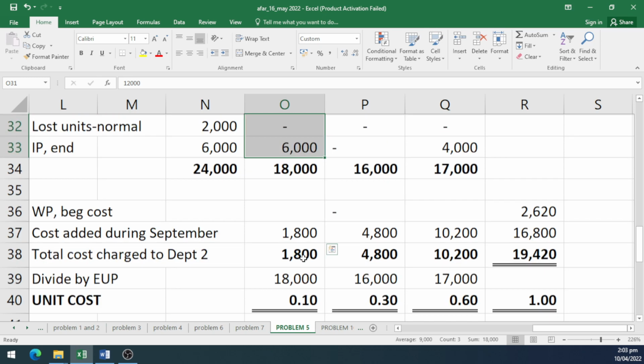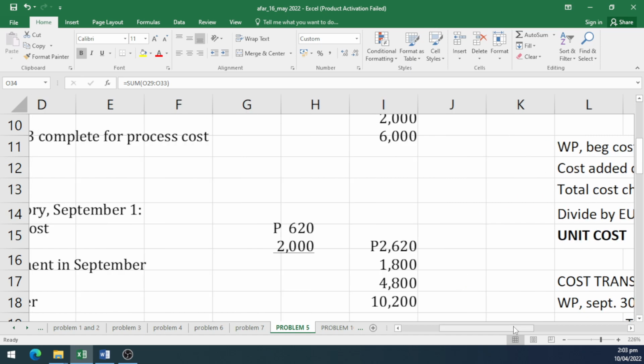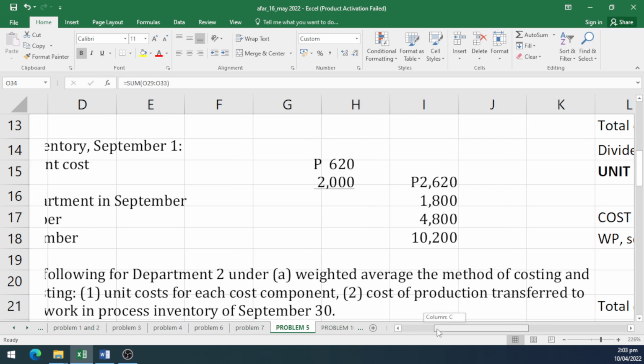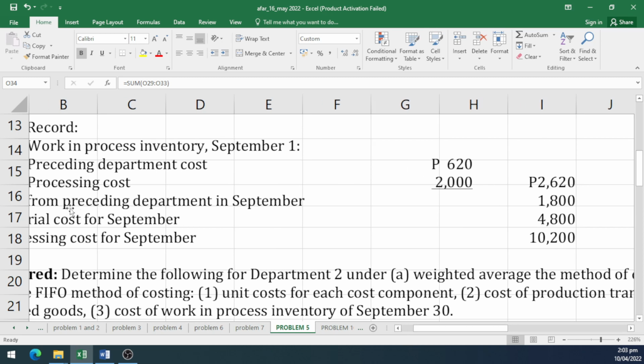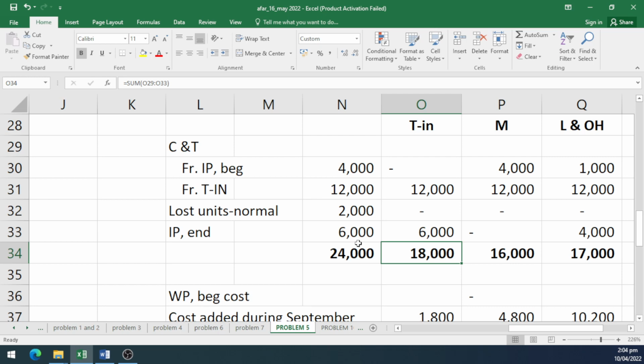Kasi kung walang lost units yan, EUP mo dito sa transferred in, 20,000 yan. Ang cost niyan, yung cost of units transferred in during the month, diba yan? Cost from preceding department in September, for 20,000 units yan sa totoo lang. But, with the lost units, ma-adjust yung ating costing ng transferred in. 18,000 na lang ang mag-a-absorb nun. So, tuloy natin yung pag-illustrate.